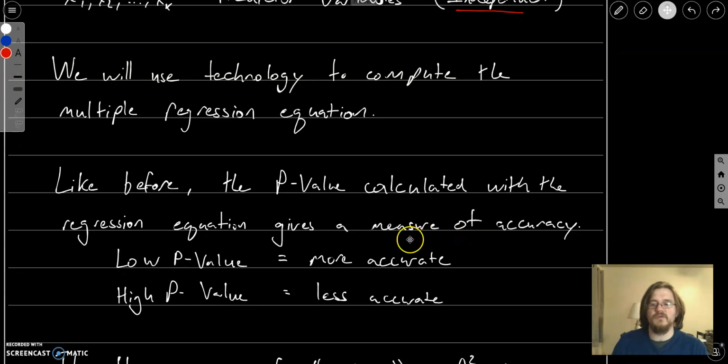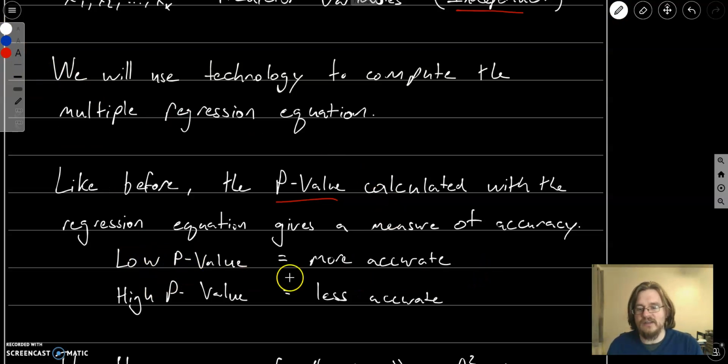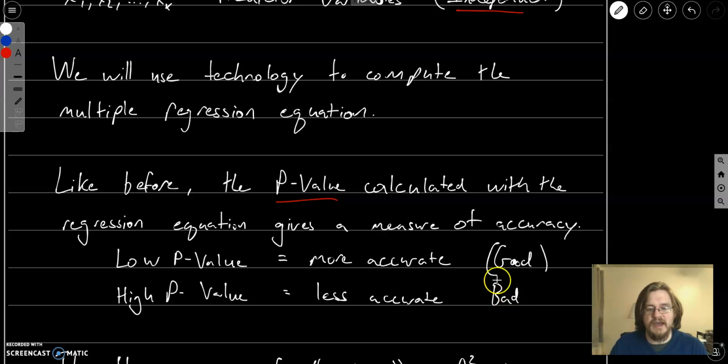Like before, what we want is a way to say, is our regression equation very good? So the first way to do this is to use p-values, and it'll give us a sense of how accurate our results are, or can we trust our results? And having a low p-value is good. Having a high p-value is going to be bad.